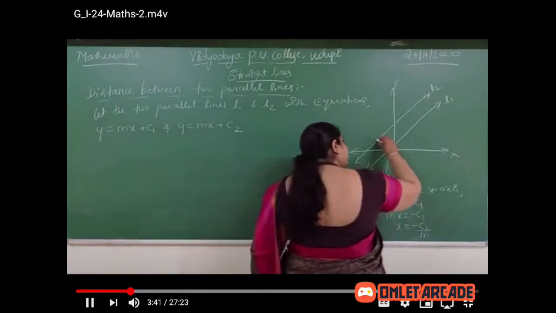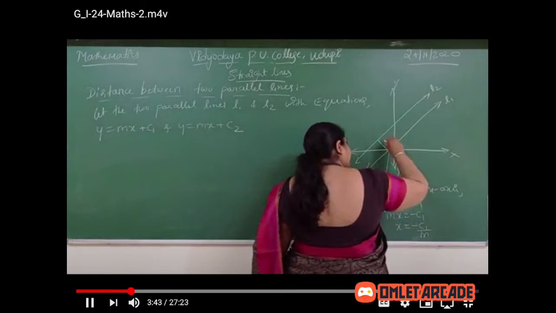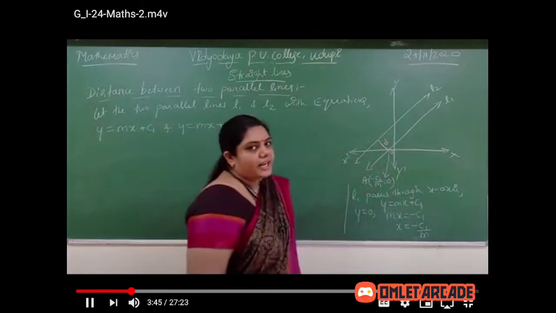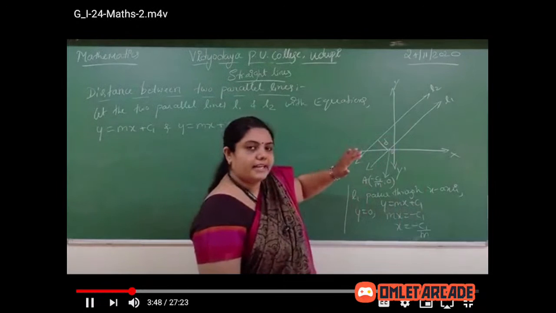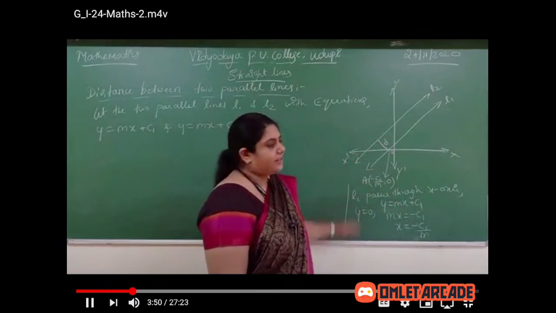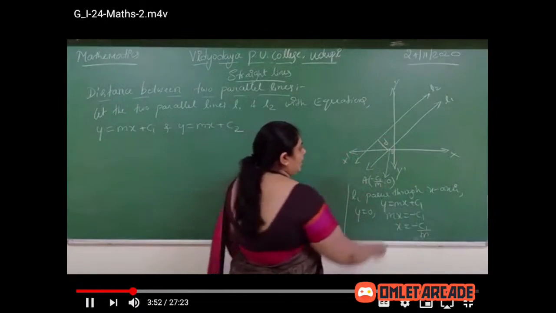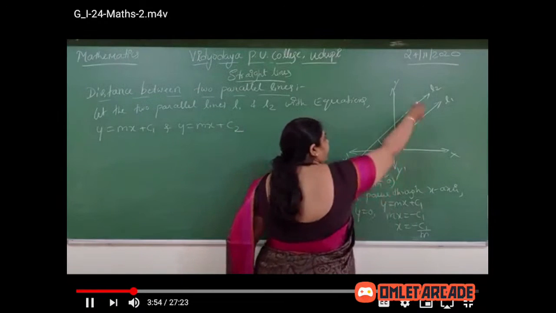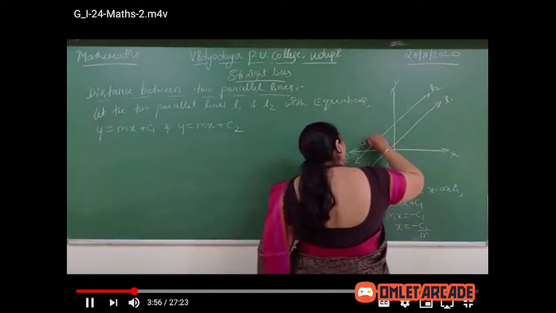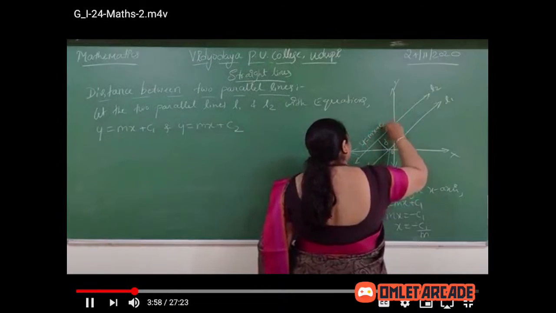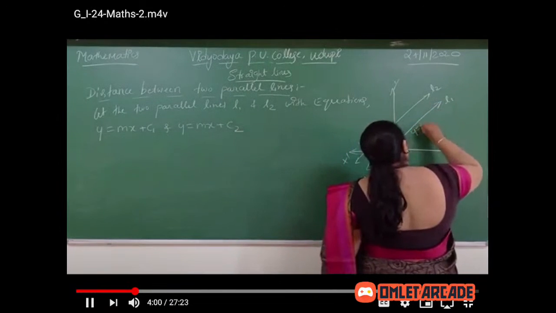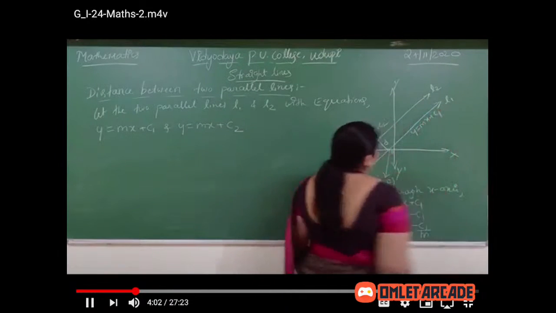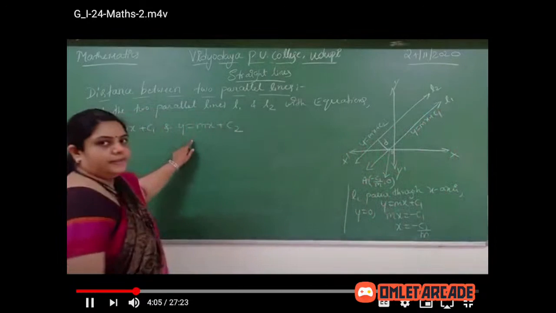So can I take this distance as a parallel distance now? It is a perpendicular distance from line L1 to L2, isn't it? The point is known and this is the straight line. What is the equation? Y is equal to mx plus c2. What about this equation? Y is equal to mx plus c1, isn't it? I have written this.